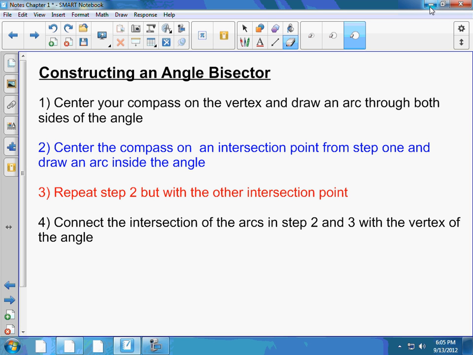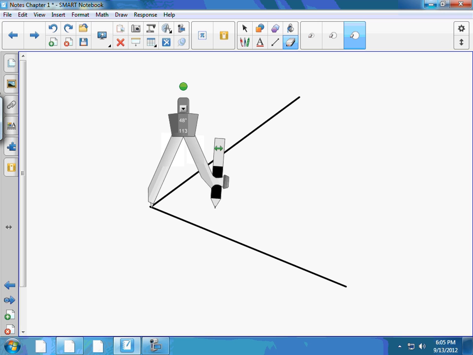Step 4, connect the intersection of the two arcs in step 2 and 3 with the vertex of the angle. So let's take a look to see how that's done.